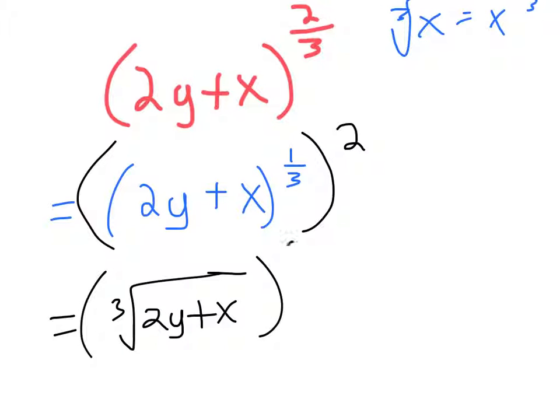And we just have to say it's all being squared. Nothing else you can do, because you don't know what y and x are, and they aren't like terms. Those can't simplify. So this is it. This is it in radical notation.